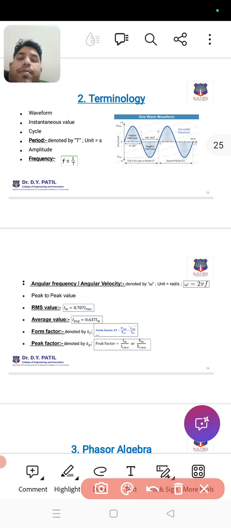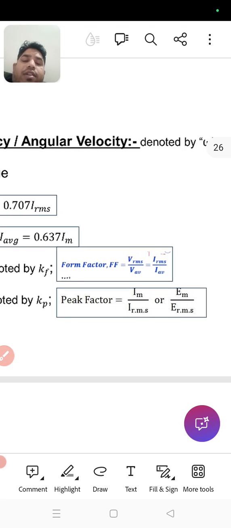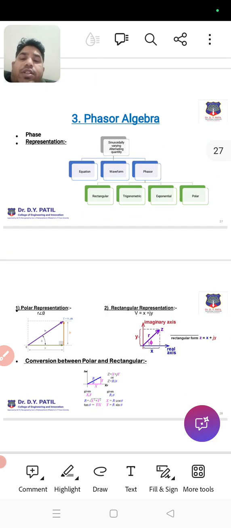Frequency is the number of cycles completed in 1 second. Angular frequency, omega is equal to 2 pi f. RMS value we already know, I is equal to 0.707 of the max value, average value 0.637. Form factor is the ratio of RMS value to the average value, and peak factor is the ratio of max value to the RMS value. It's all about some definitions.